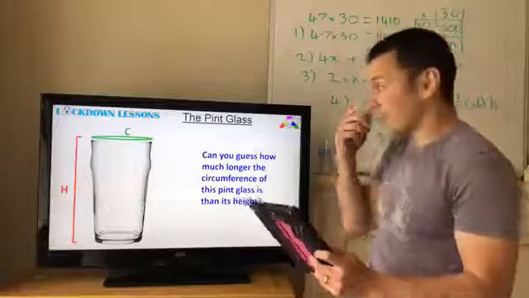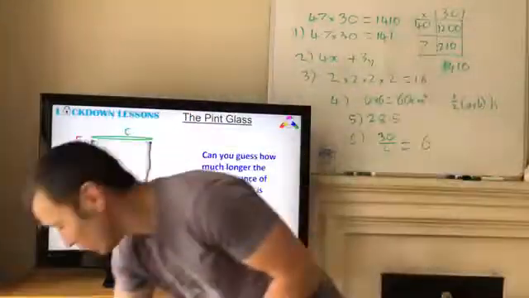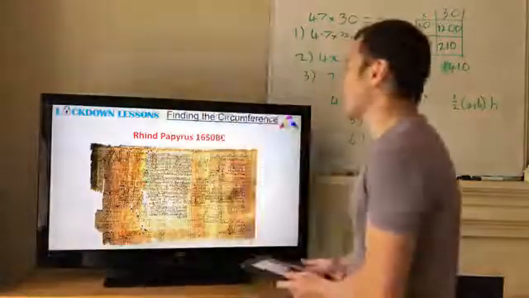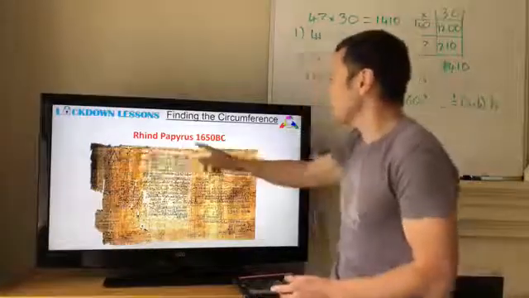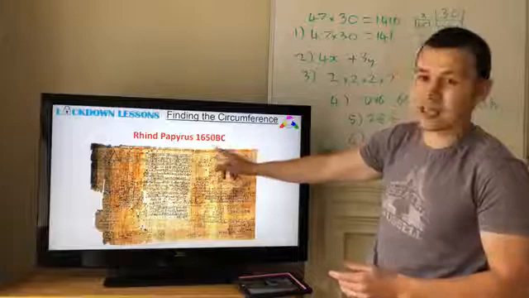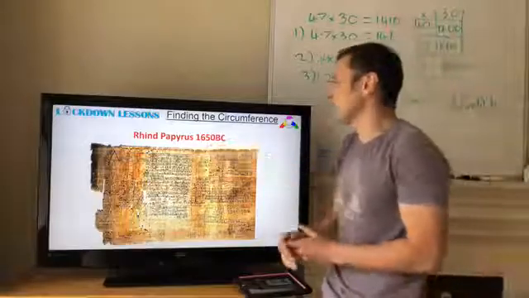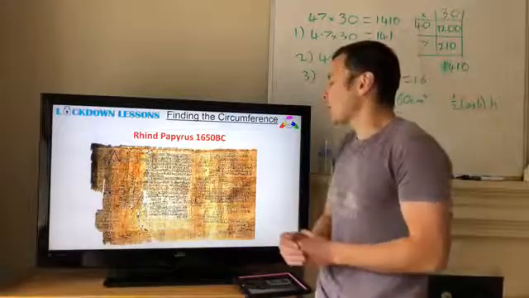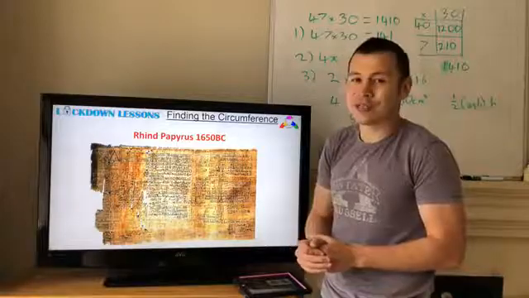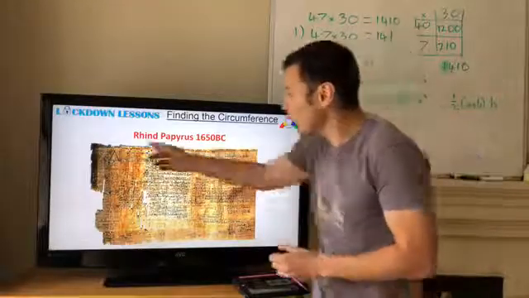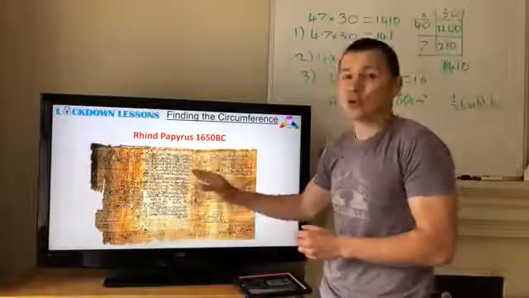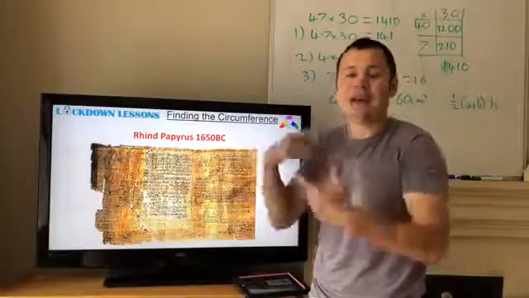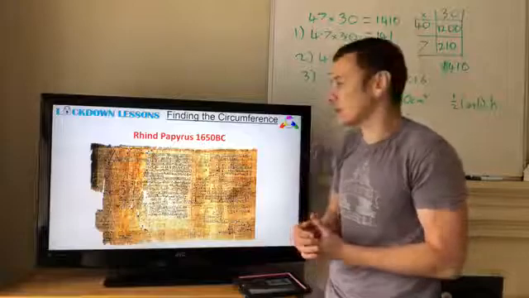So this has kind of fascinated people for a long time, the circle, and we go all the way back to Egyptian times. This is the Rhind Papyrus in 1650 BC. So 1650 BC, we are talking about well over 3,500 years ago. There is proof on this, I don't quite understand it, but there is proof that the Egyptians worked out how to find the outside of a circle, the circumference of a circle.